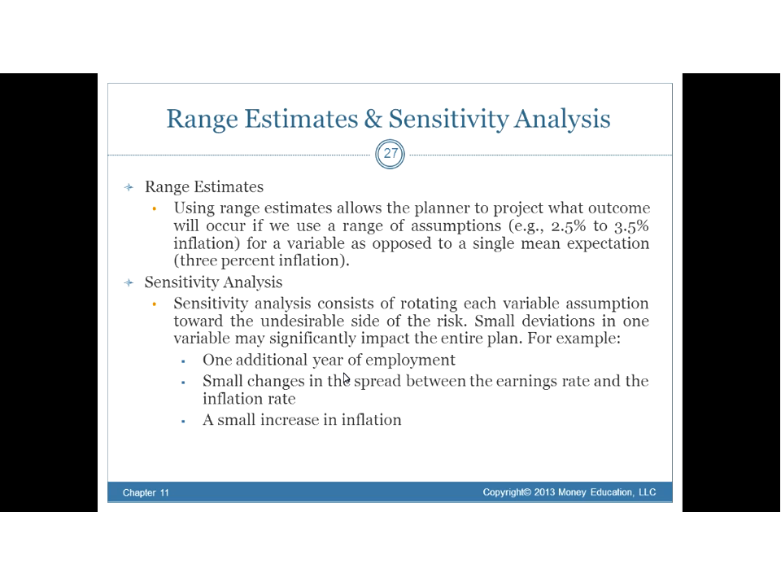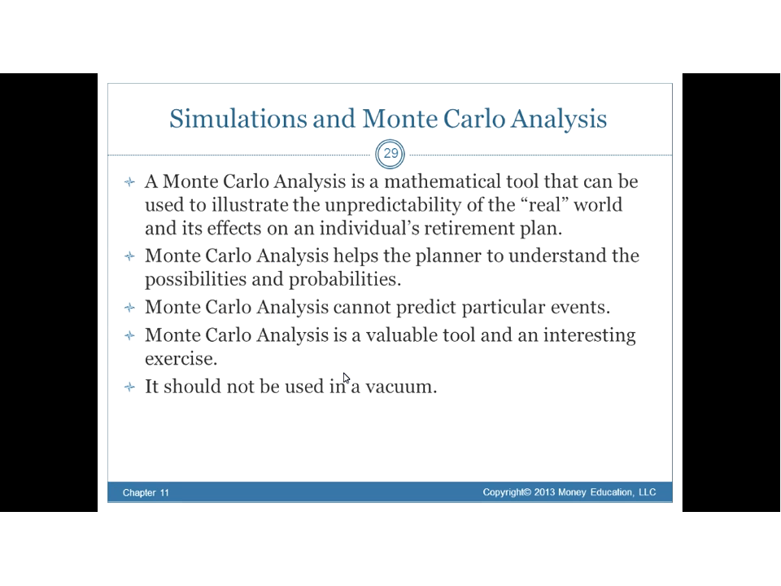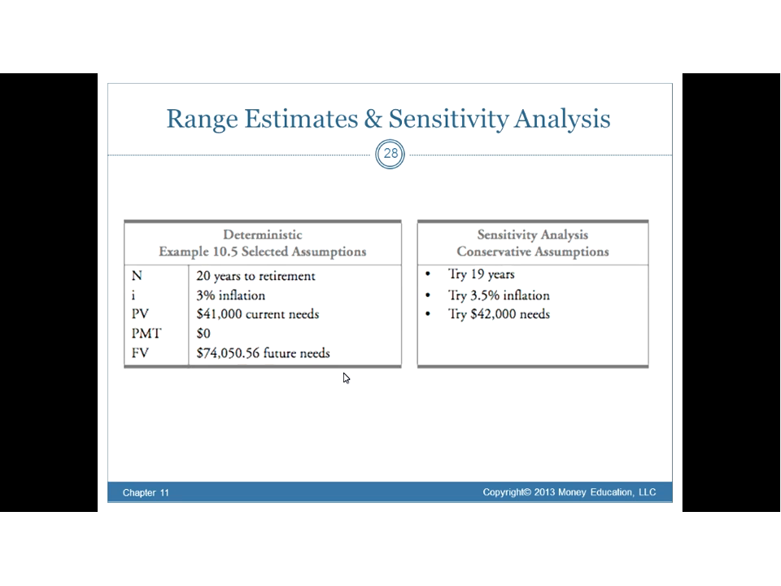We can change the assumptions one at a time and say, okay, what would that look like? Small increases in inflation, and so we can just rerun the calculation using the different numbers. If inflation's a little bit higher, if we actually spend a little bit more, stuff like that.